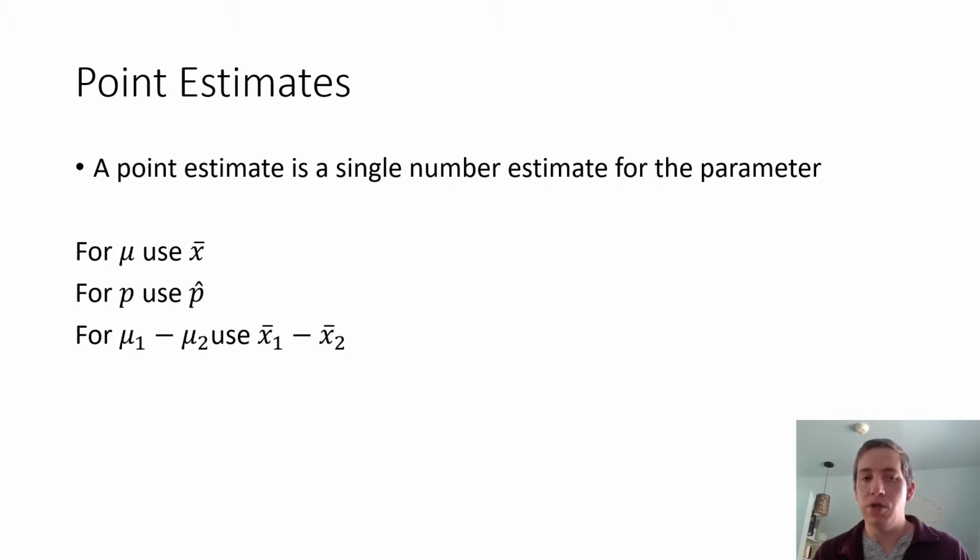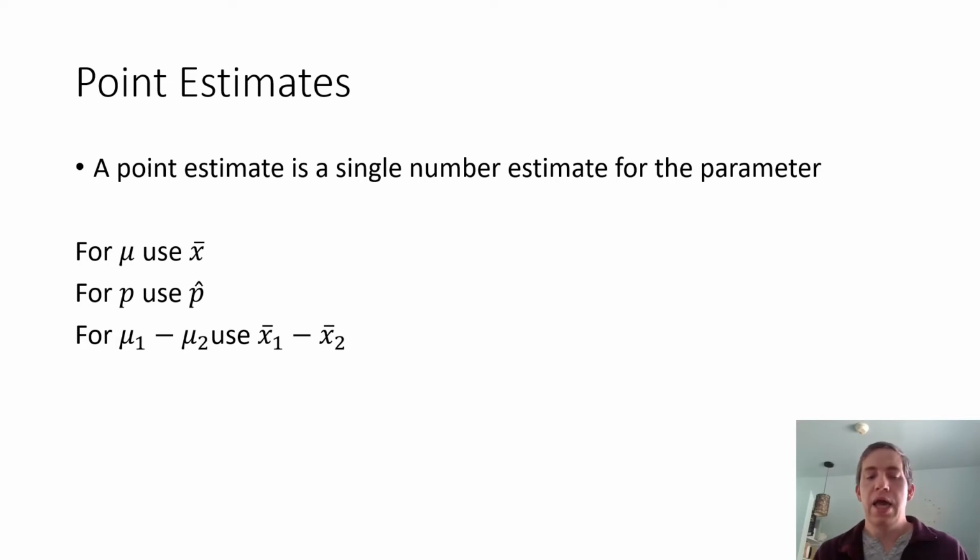For a proportion, p, I can use p hat. Now, p hat is just a sample proportion. So if I want to estimate the percentage of people that write with their right hand, I can do that by taking a sample of 100 people and figuring out how many of those write with their right hand, and use that as an estimate for the population's percentage.